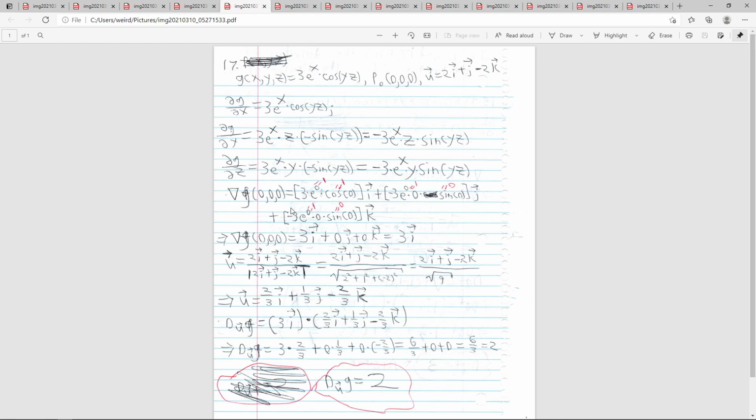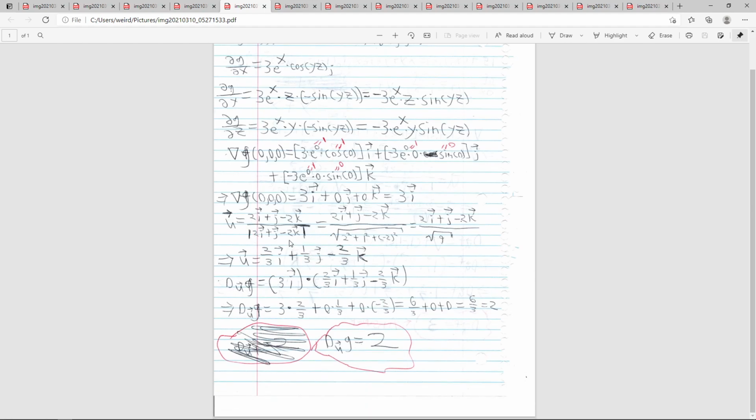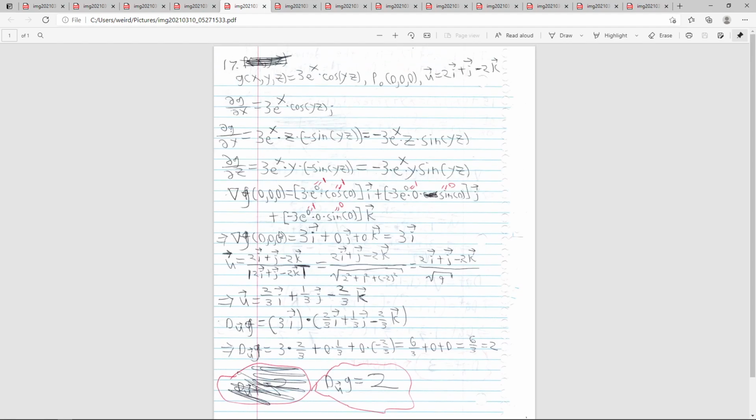At least solving at (0, 0, 0) is relatively simple with the exponential and the sine and cosine functions. But you eventually get just 3i. At this point you make the direction a unit vector, so you get this, then the dot product. It's obviously going to be just 3 times 2/3, but you can put the zeros in. Eventually you get 6/3 plus 0, which is just 2. 6 divided by 3 is 2.